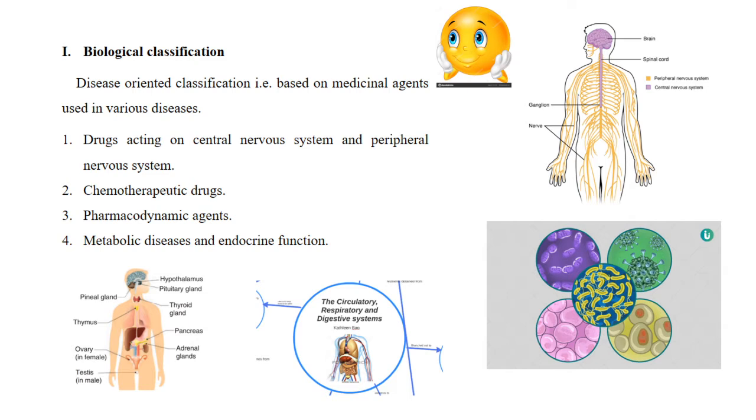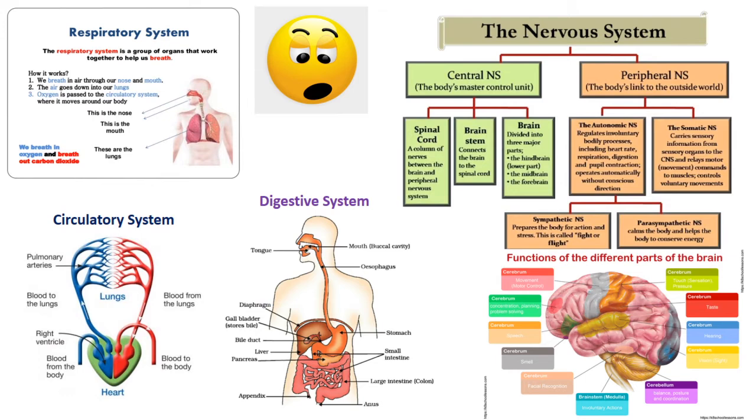The first one: drugs acting on the central nervous system and peripheral nervous system. The second one: chemotherapeutic drugs. The third one: pharmacodynamic agents. And the last one: metabolic diseases and endocrine function. So before entering, let us recall our basics.